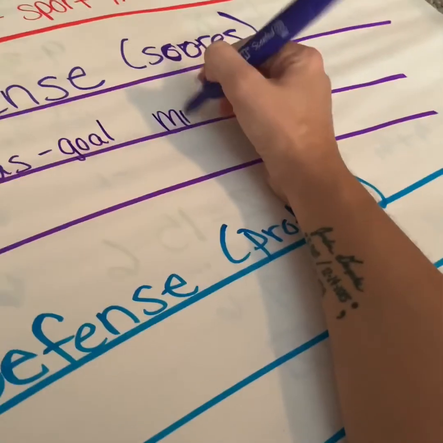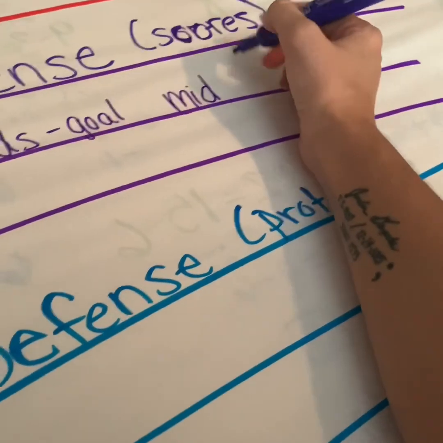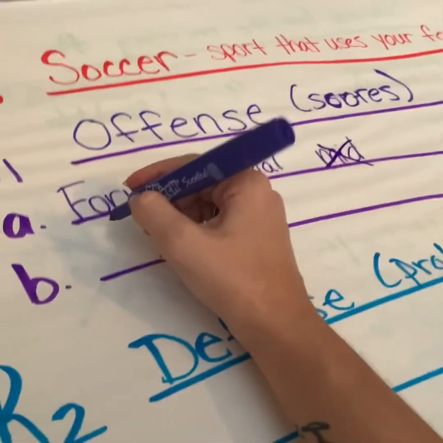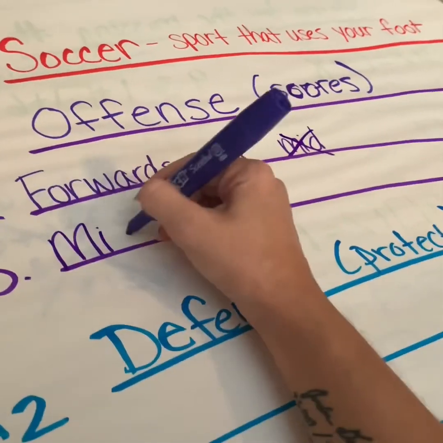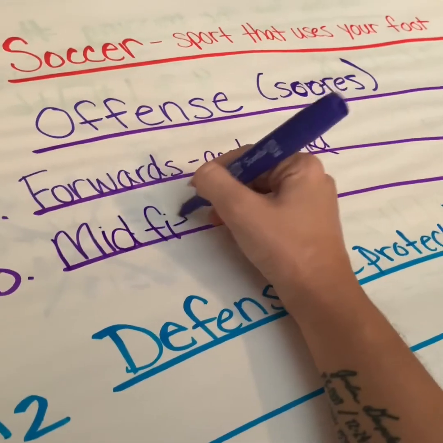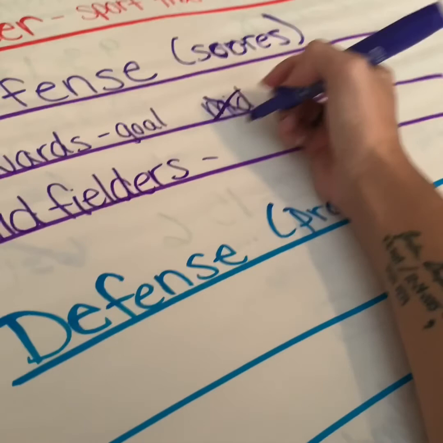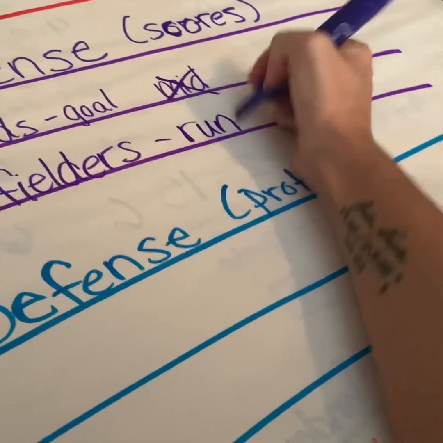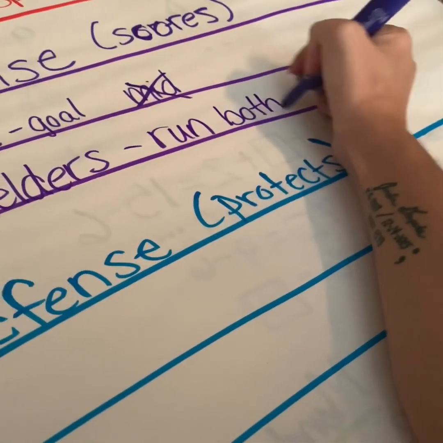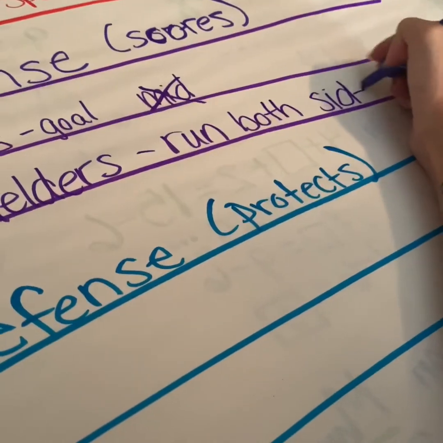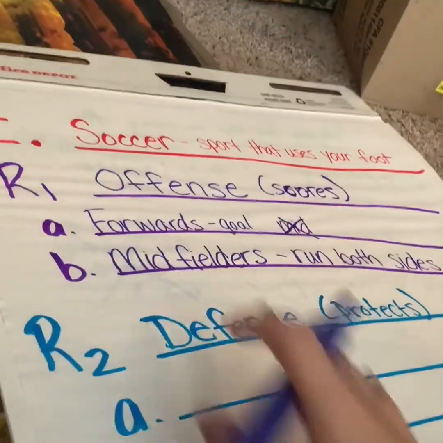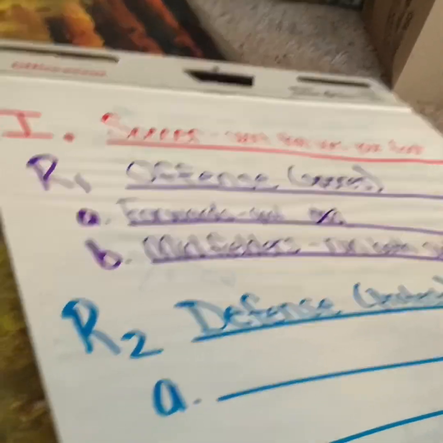And midfield, let me make that on my second line. And forwards, close to the goal. Then we have midfielders. And they run both sides. They run up and down the field. All right, so there's my details about offense.